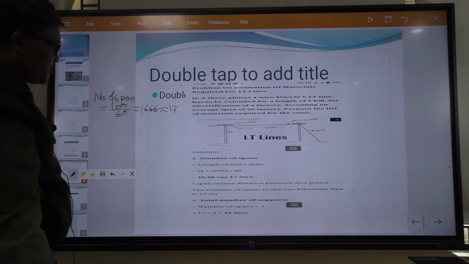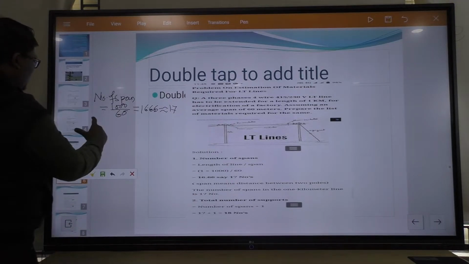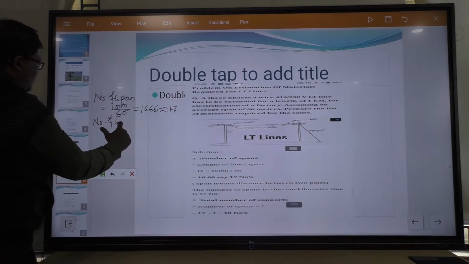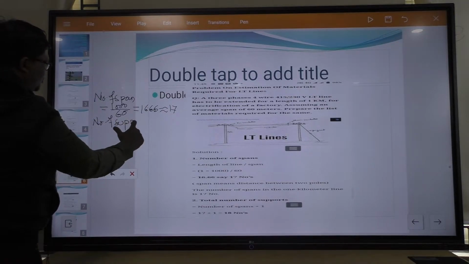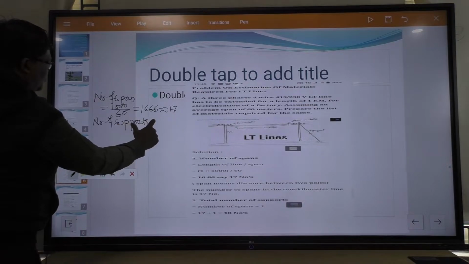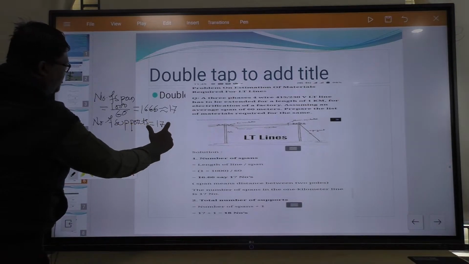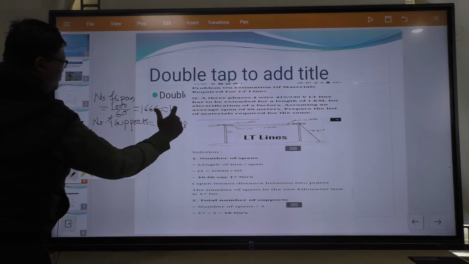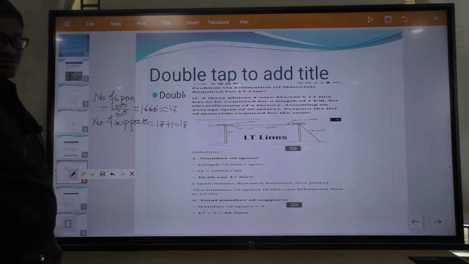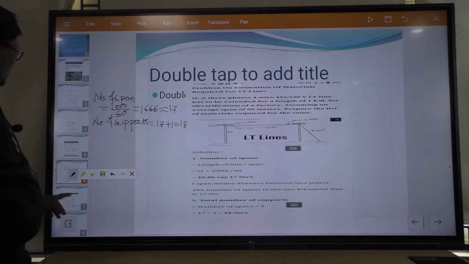So total number of supports will be 17 plus 1, that is equal to 18. So number of supports will be 18.